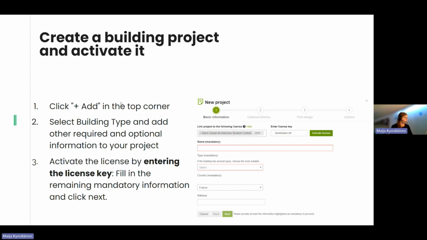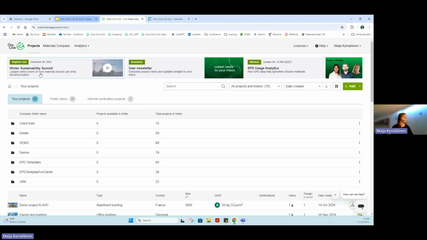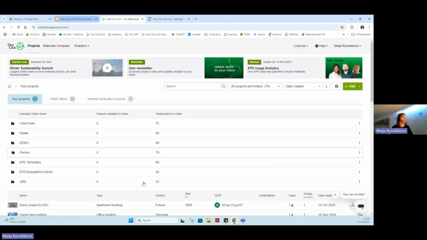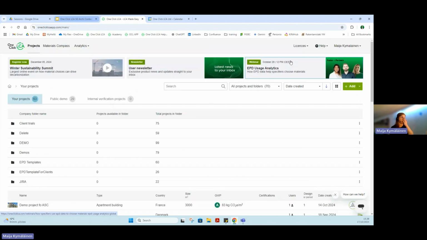Okay, but then let's jump into the software. So we would go here. All right, so I'm logged in already. And as you recall, this is your main page that shows you all your different projects once you have created your projects.